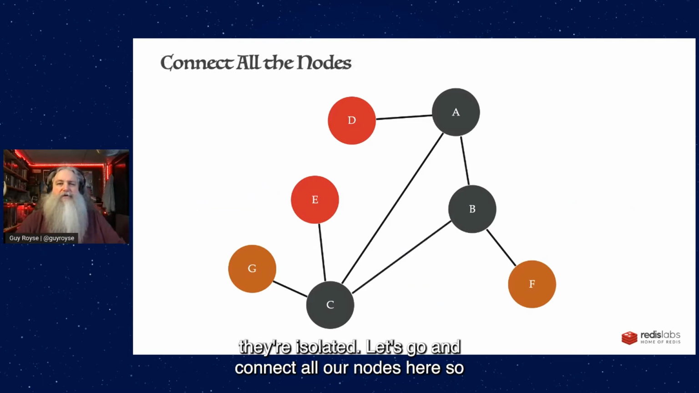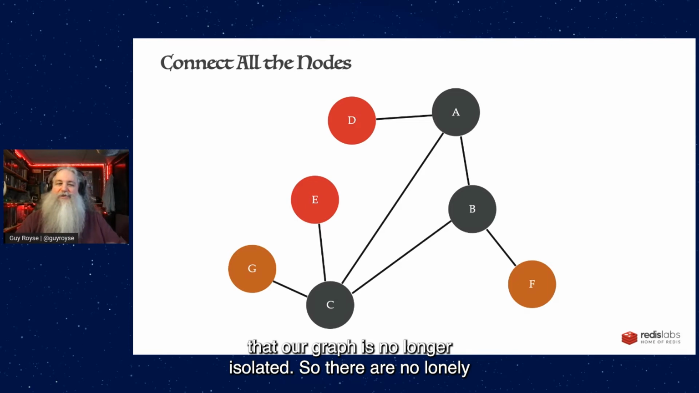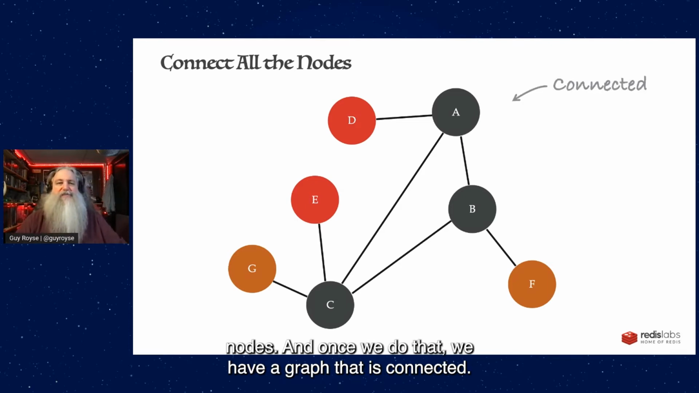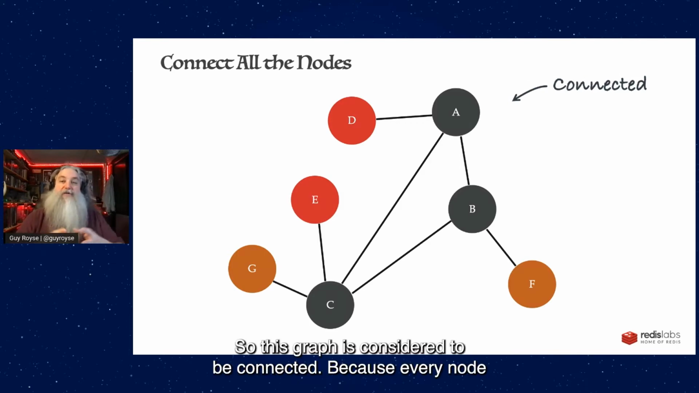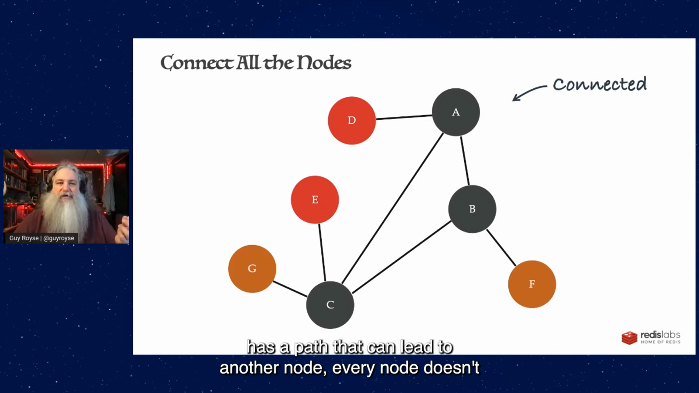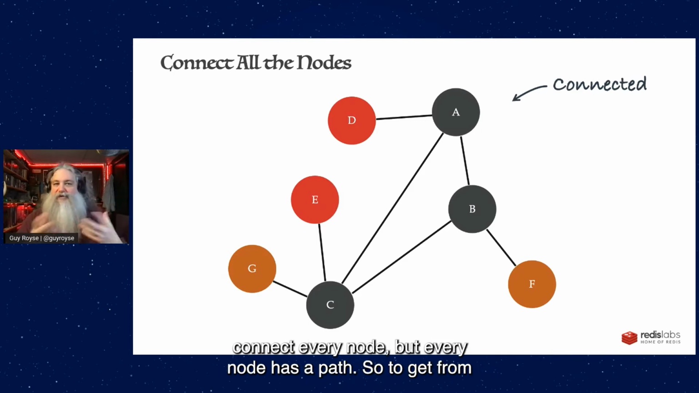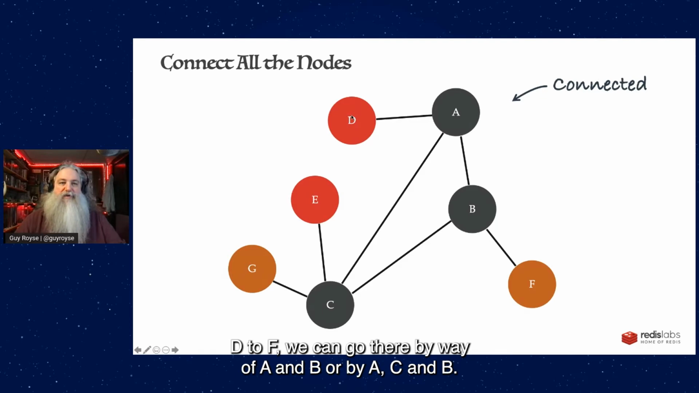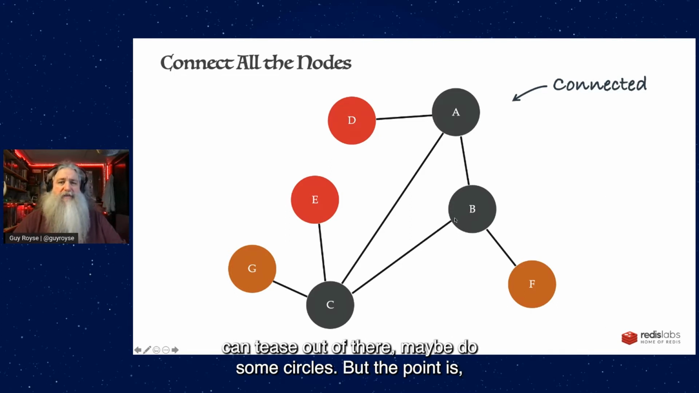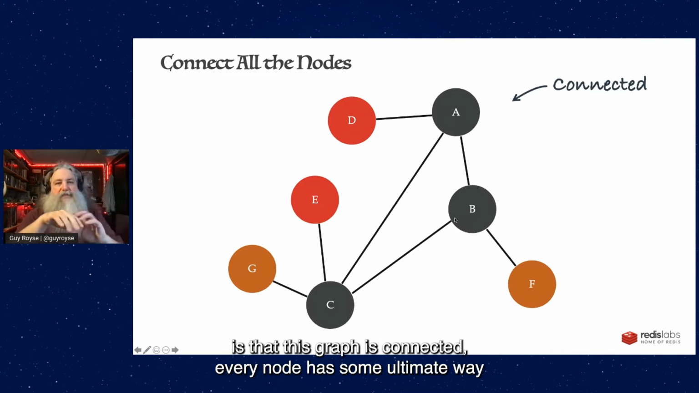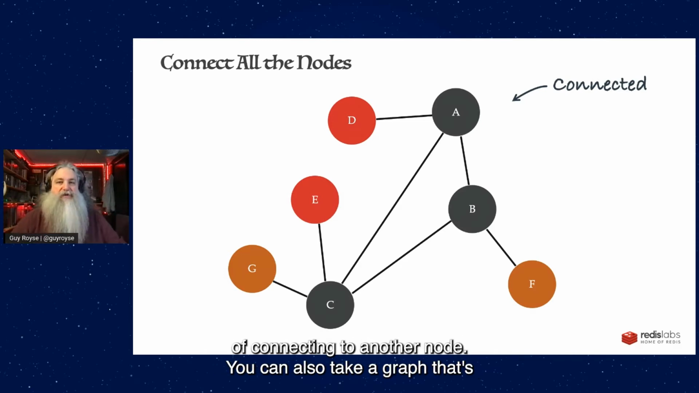Let's go ahead and connect all our nodes here so that our graph is no longer isolated. So there are no lonely nodes. And once we do that, we have a graph that is connected. So this graph is considered to be connected because every node has a path that can lead to another node. Every node doesn't connect to every node, but every node has a path. So to get from D to F, we can go by way of A and B, or by A, C, and B. And there's probably a few other paths there that we could tease out, maybe do some circles. But the point is that this graph is connected. Every node has some ultimate way of connecting to another node.